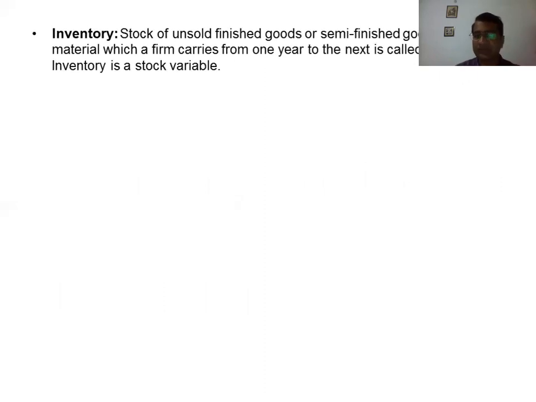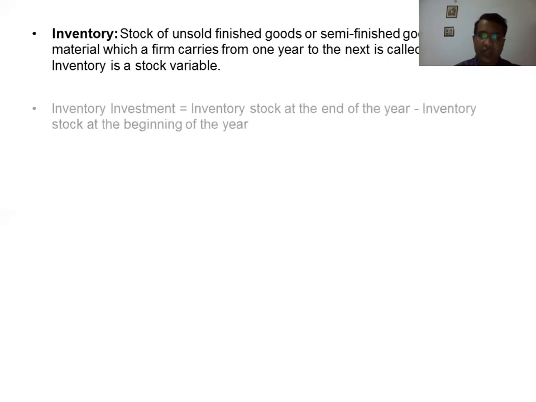Now, inventory: stock of unsold finished goods, semi-finished goods or raw material, which is carried from one year to the next, is called inventory. Inventory is a stock variable, meaning any firm or organization carries stock from one year to another year, whether it is unsold finished goods, semi-finished goods, or raw material. That is called inventory, and it is a stock variable.